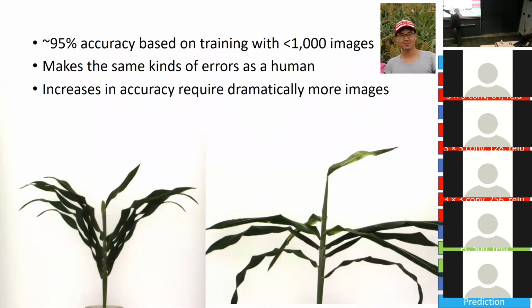The computer misclassified this as not flowering. This plant is about to flower. The panicle is right here in the stem. You've got the flag leaf up here, and the computer got confused and decided this was a flowering plant.